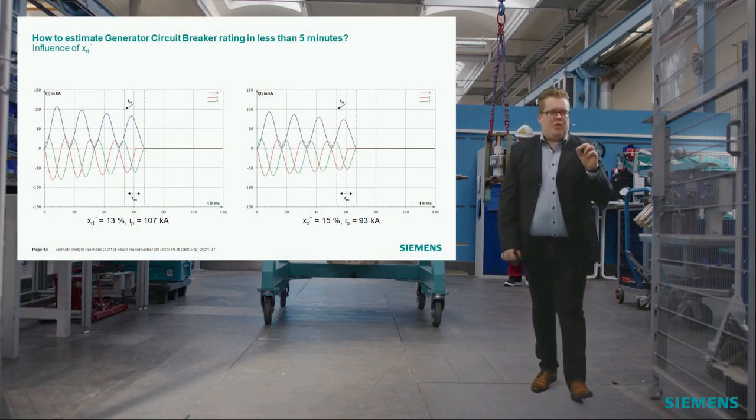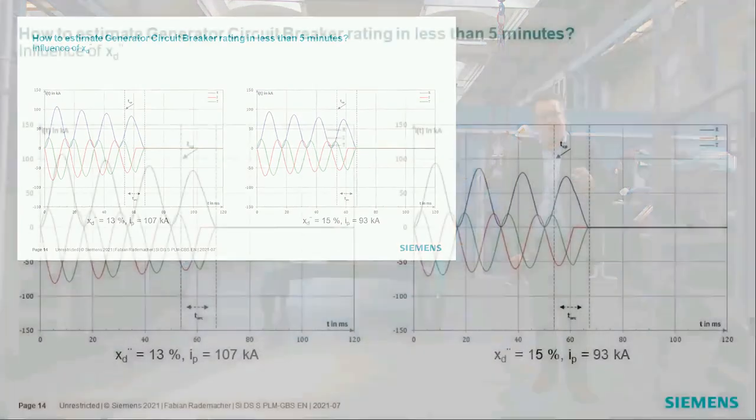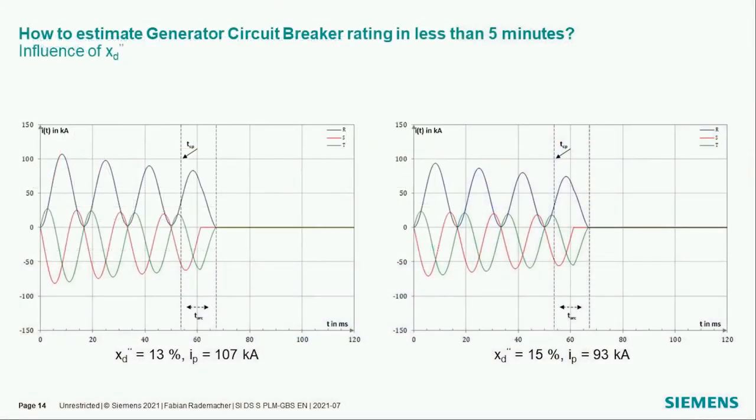Actually, I want to highlight two parameters which are really important for generator circuit breaker dimensioning. First is the subtransient reactance of the generator itself. The subtransient reactance will influence the peak current and it will influence the breaking current which is needed for the generator circuit breaker. So I have two examples here. The first example has a subtransient reactance of 30%, leading to a peak current of 107 kA. On the other hand, we only see a slightly lower subtransient reactance of 15%, and we already have a lower peak current by 14 kA.